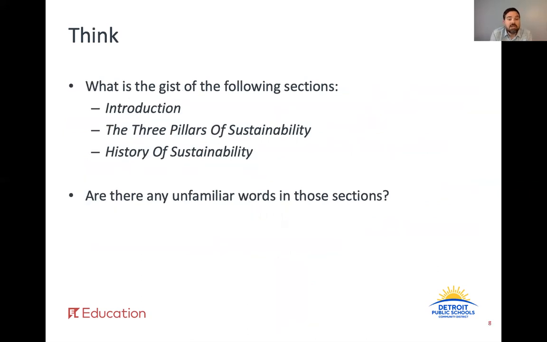Okay, what is the gist of the following sections, which are the introduction, the 3 pillars of sustainability, and the history of sustainability? Are there any unfamiliar words in those sections? In the note catcher, you will see some of the words that were pulled out just in case they're ones that are not always known. But if you do know them, great. If not, maybe you recognize a couple of other ones that are not on there. You can replace them or possibly write some new ones on the note catcher as well.